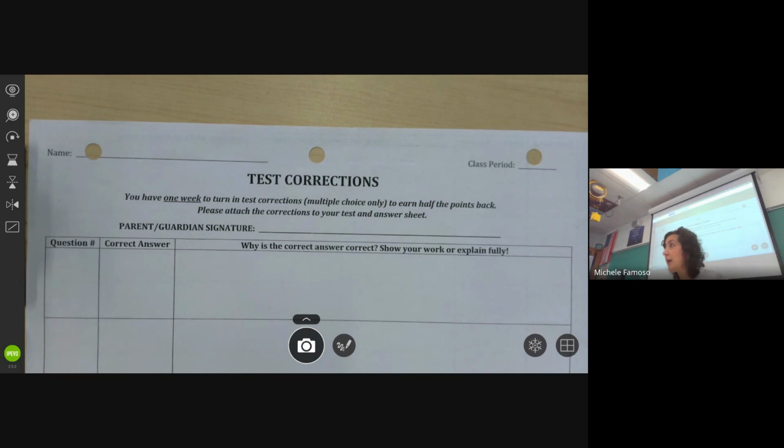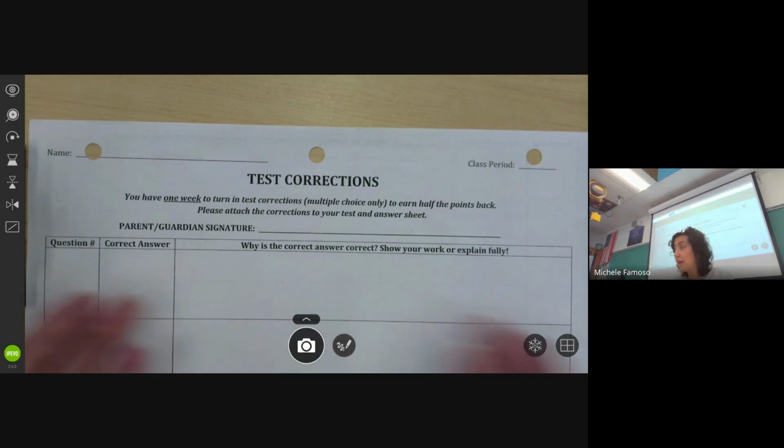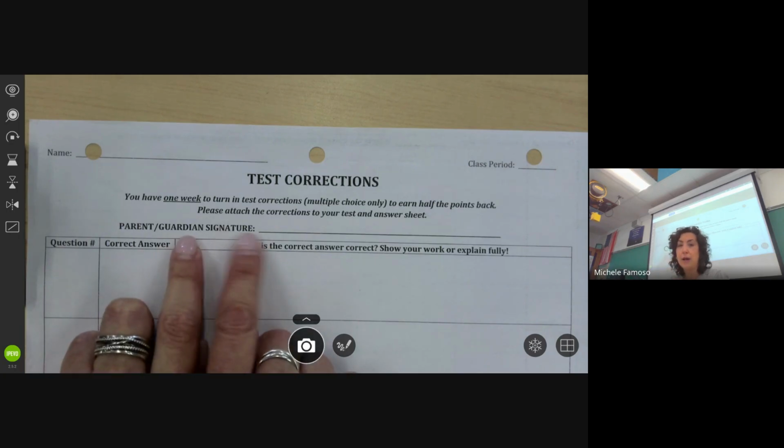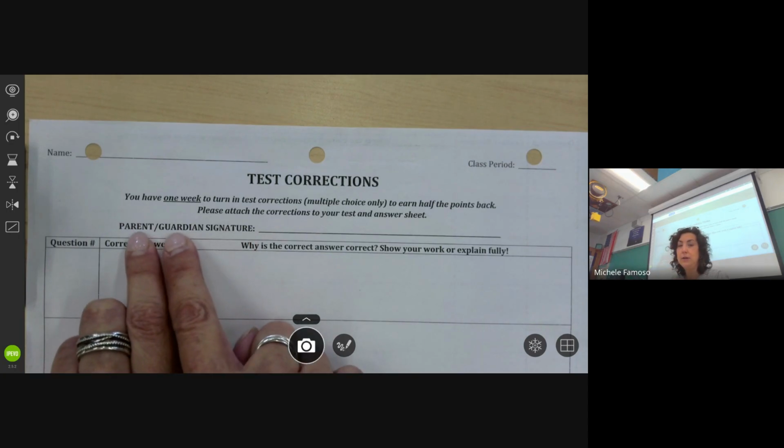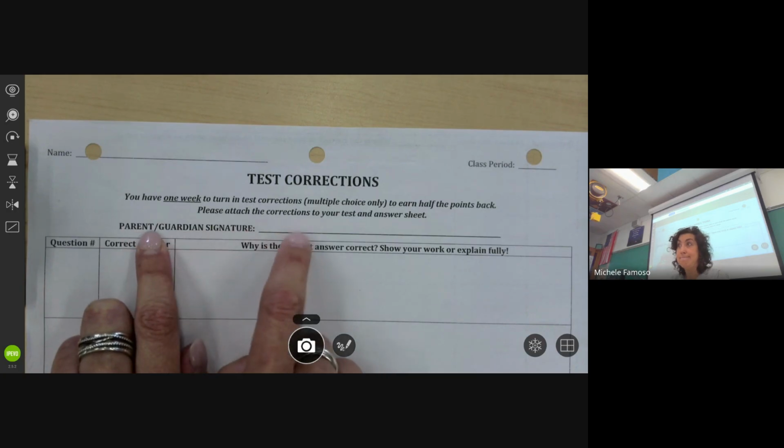I don't know what version you had. I don't know what question 1 was. I can't possibly give you any more points back. Notice the other thing that's required. You see what it says right here? Without that signature, you get nada.